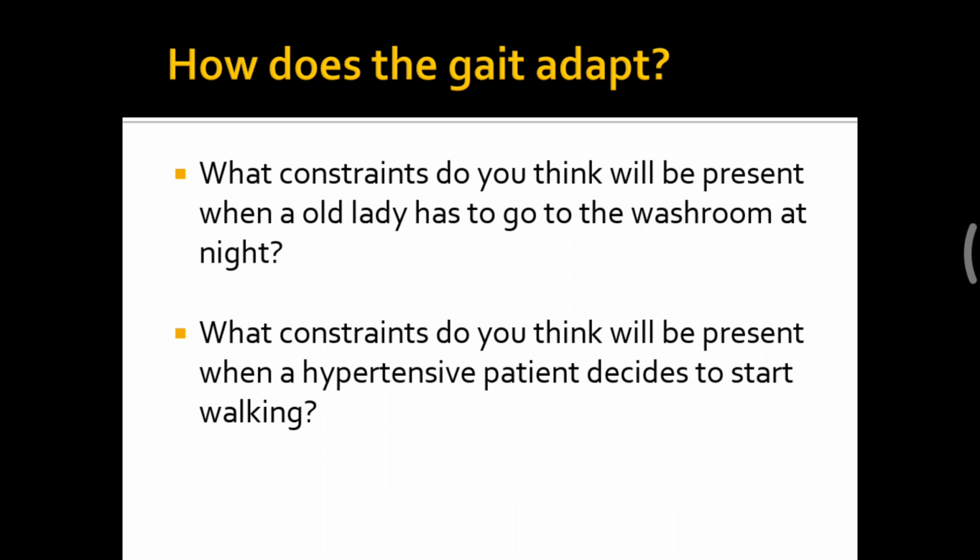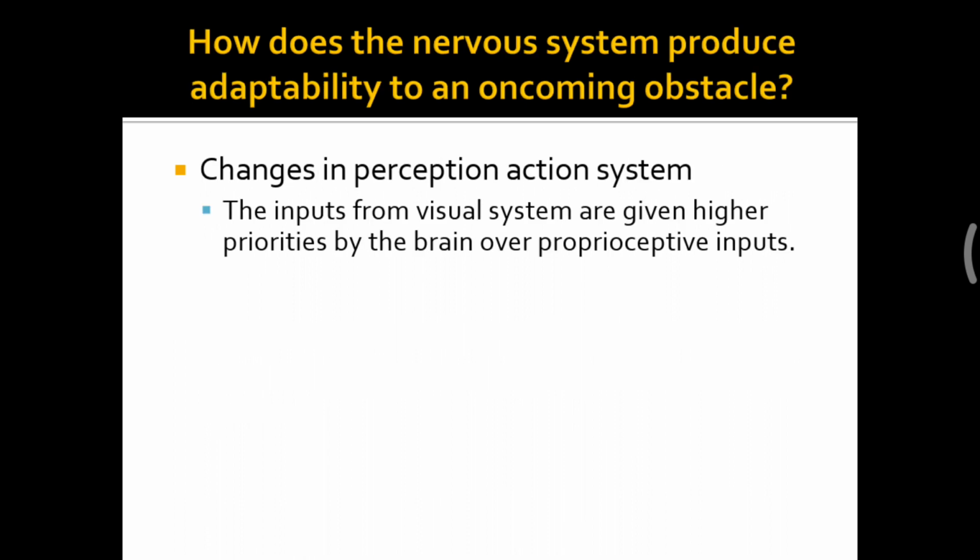So I hope you would have understood that the purpose defines what is the environment, and the environment decides what are the adaptations that we may need to bring in. Right? Now, the challenge is, how does the nervous system produce that as adaptability? Let's take for an example, there is an oncoming obstacle, like a person is going to come in front of us, right, again. So now what will happen inside our body? How is this change brought about, right?